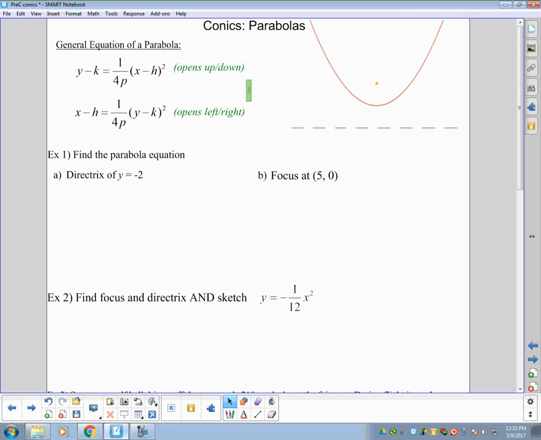So here's the deal with the parabola. I'll let you write down the formulas first. General equation is y minus k equals 1 over 4p times x minus h quantity squared. That's the one that opens up or down. That's the one you're most familiar with, when y is linear and x is squared. And then the other one is the one where y is squared and x is linear. It opens left or right. That's the one that's not a function.